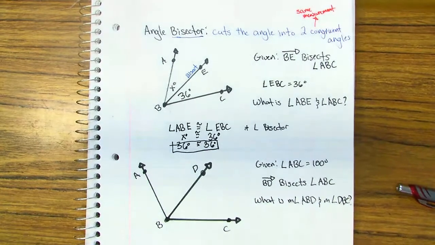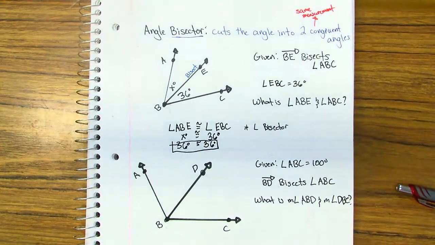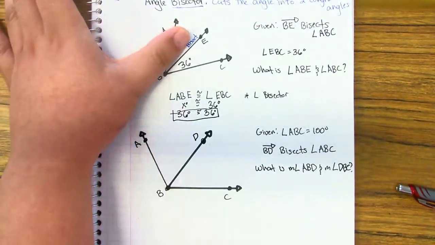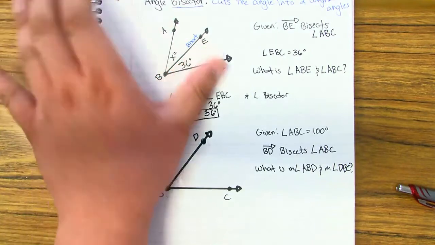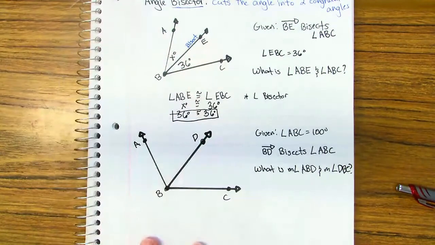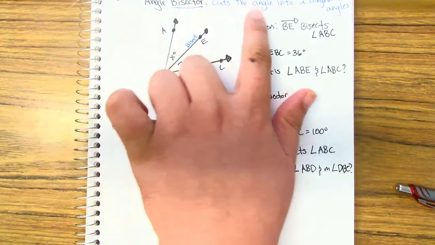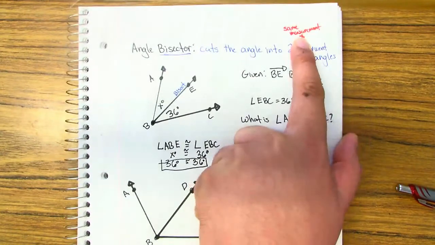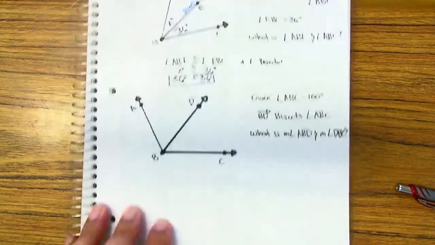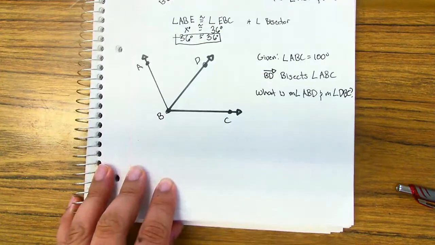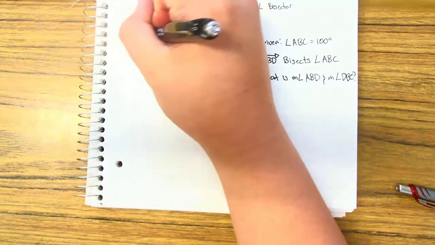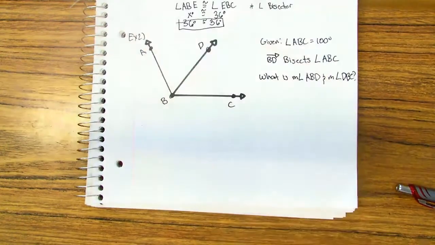Okay. And we're going to go on to example number 2. And we can check this out as well. This is 36 and this is 36. That means this checks out because the angle bisector, once again, cuts the angle into two congruent angles, and congruent means same measurement. Let's see if the class can do example number 2 and just try to use common knowledge.